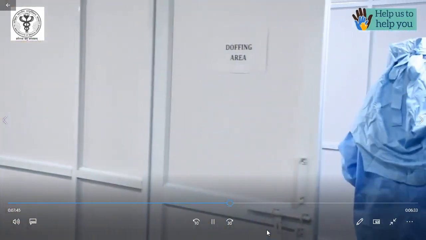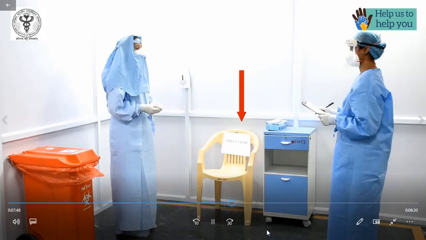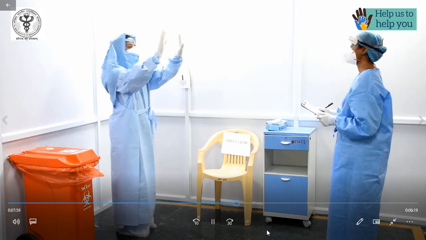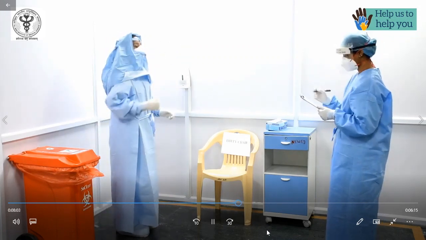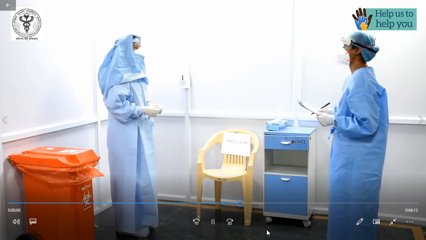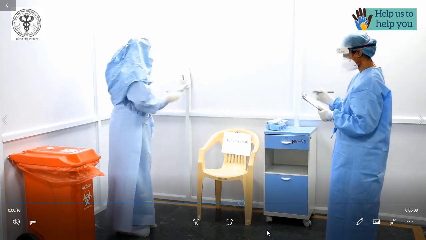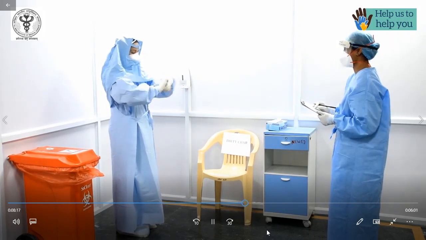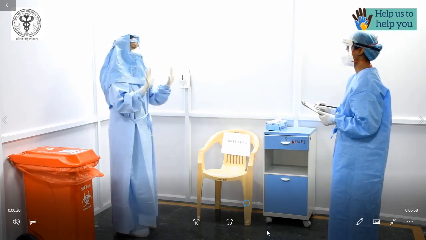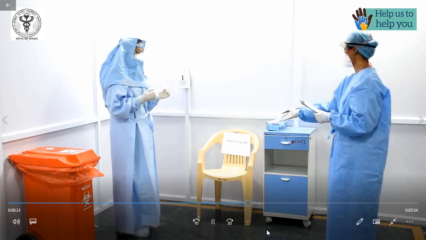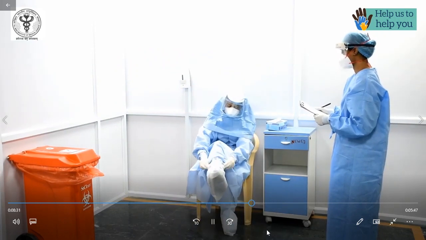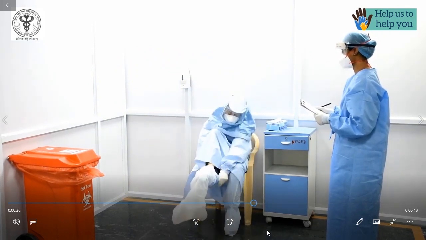You are in a designated doffing area. The doffing room should have a chair, biomedical waste bin, and automatic hand rub dispenser. First, engage the infection control nurse to instruct the doffing process and check for tear and exposed body parts in PPE. Now disinfect the outer gloves using an alcohol-based hand rub. Next, sit on the dirty chair. Remove the shoe covers by grasping the outer surface. Make sure your legs are apart and not touching each other.